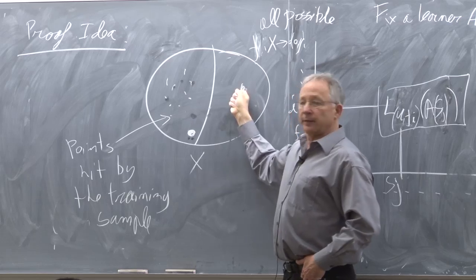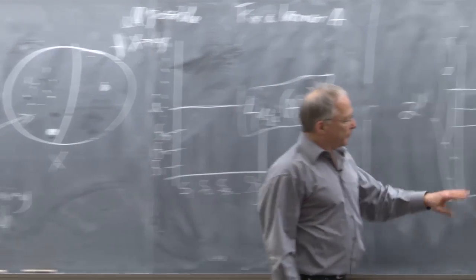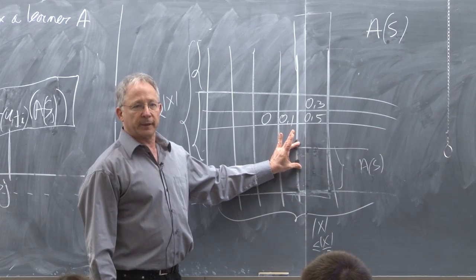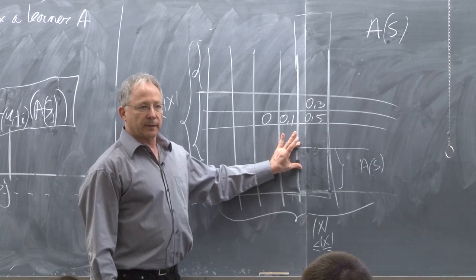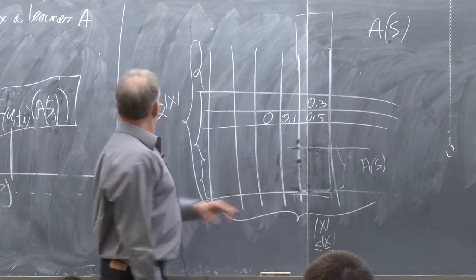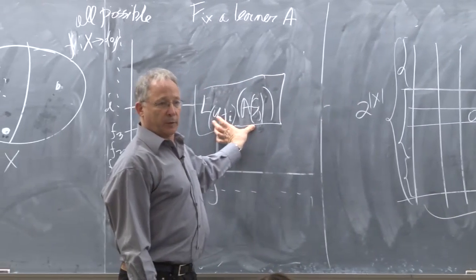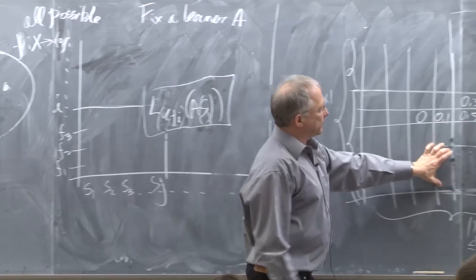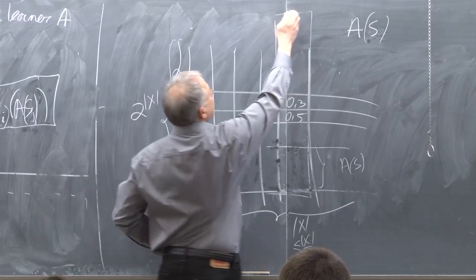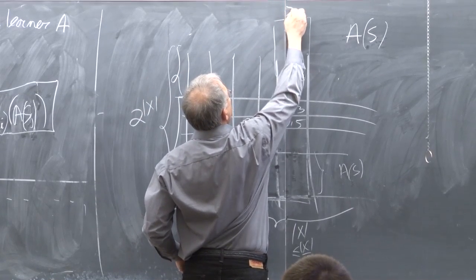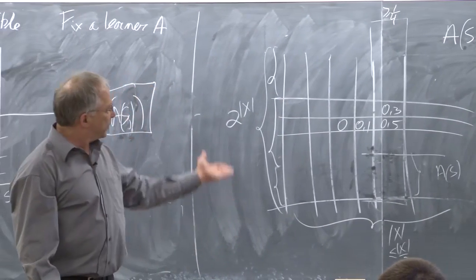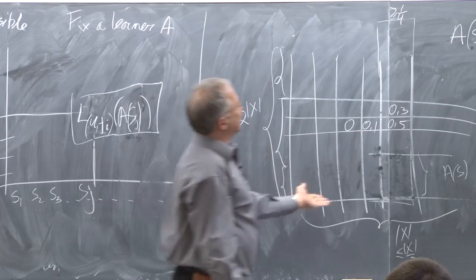With probability half, I see a new point. If I see a new point, half of them will agree with A of S, and half of them will disagree with A of S. Therefore, for every such block, the average of this error is at least a quarter. So if this happens on every block, then I can conclude that for all of the column, the average number that I have here is at least 1 over 4. So for every column, the average number is at least 1 over 4.